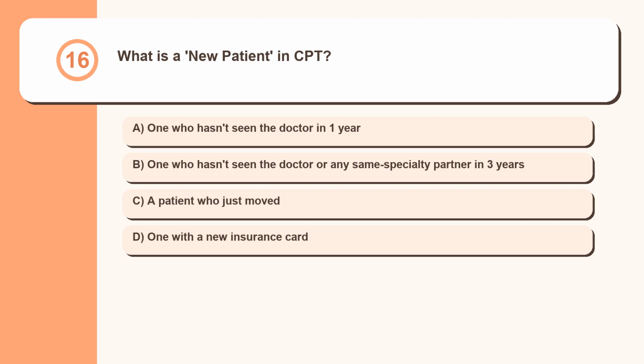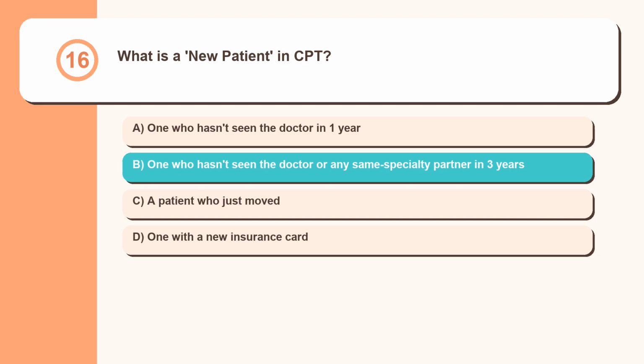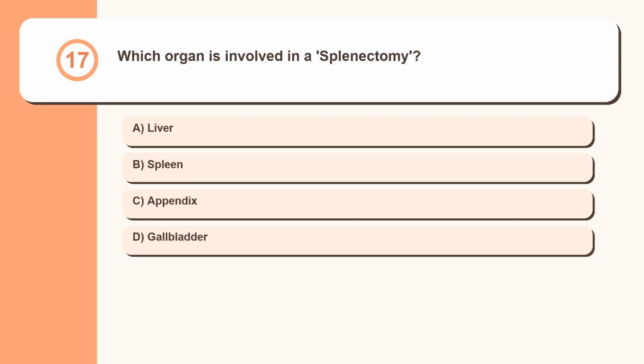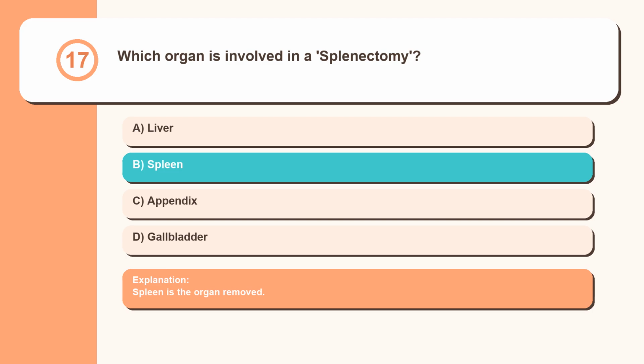Question 16. What is a new patient in CPT? One who hasn't seen the doctor in 1 year. One who hasn't seen the doctor or any same specialty partner in 3 years. A patient who just moved. One with a new insurance card. The 3-year rule defines a new patient. Question 17. Which organ is involved in a splenectomy? Liver, spleen, appendix, gallbladder. Spleen is the organ removed.